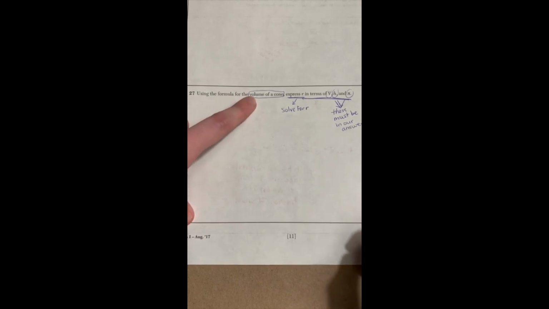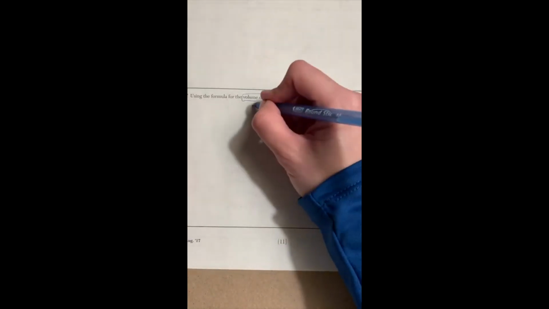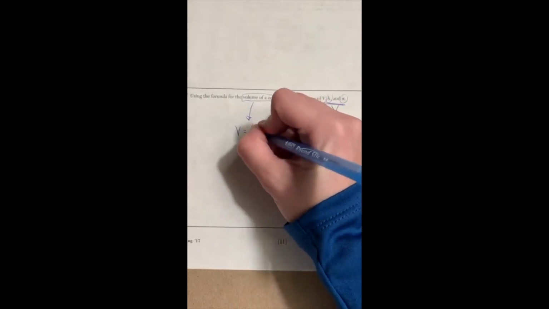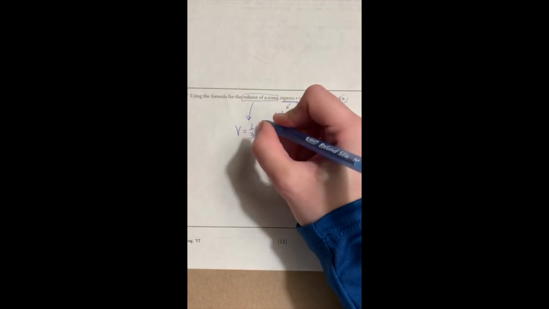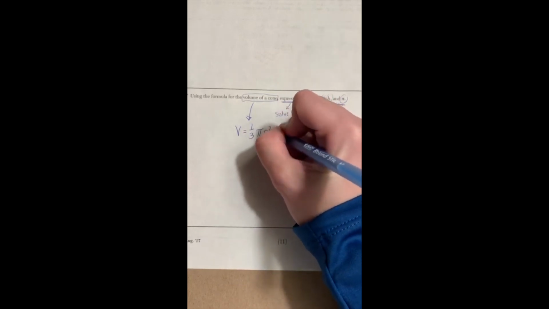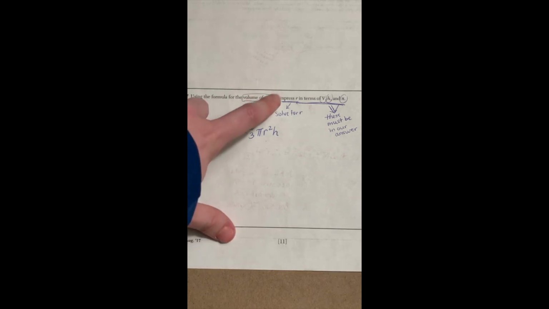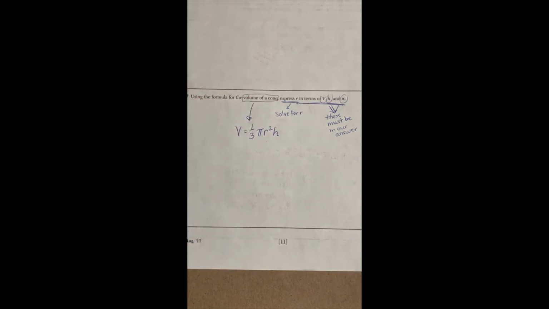Now, it says the volume of a cone. I know some of you might be thinking, well, I don't know the volume of the cone formula. It is on the reference sheet. They will give it to you, okay? So I'm going to write it down right here. It is V equals 1/3 pi R squared H. So that is the formula. All they want us to do is express R or solve for R in terms of V, H, and pi.